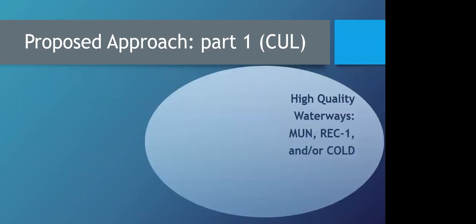All right, so here's a graphic that kind of shows what I just talked about. High quality waterways, these are complementary beneficial uses. Of course, this is not an exclusive or exhaustive list, but municipal, contact recreation or Rec 1, and/or cold water fishery designations would be complementary designations to a coal designation.